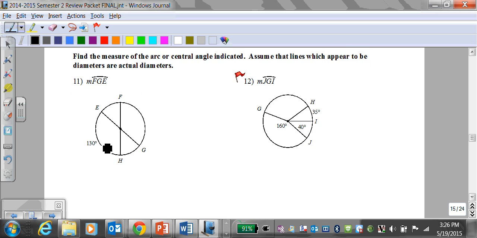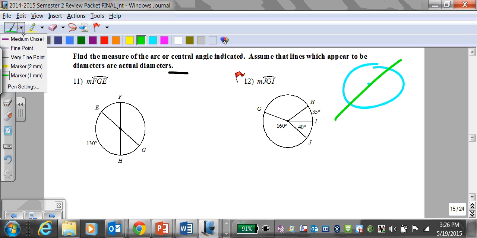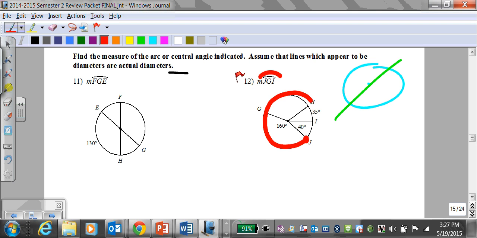Okay. It says find a measure of the arc or central angle indicated. Assume lines that appear to be diameters are actually diameters. So check number 1 is to check for diameters. And if you have any diameters, you always trace and stretch those out. Taking a look at number 12, there are no diameters. We are specifically being asked to find JGI. Go exactly in that order. Start at J, go through G, all the way to I.